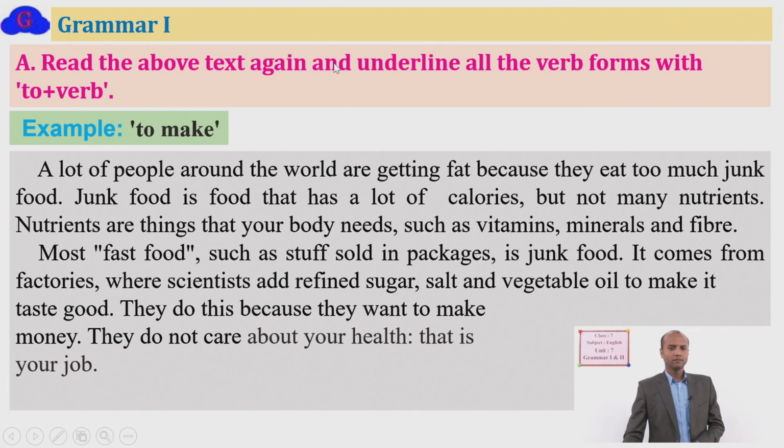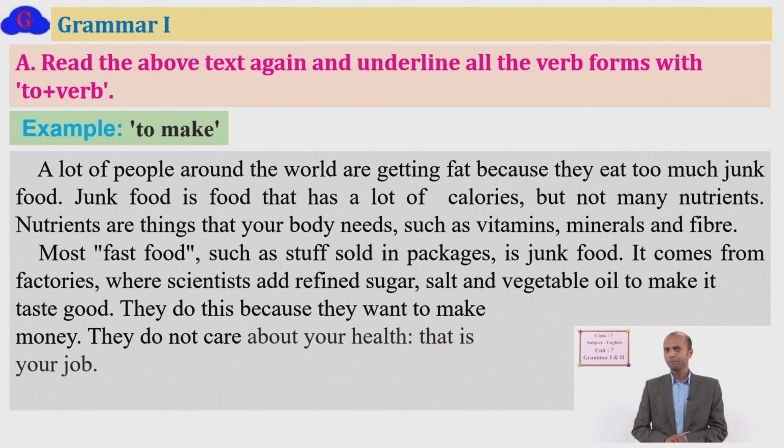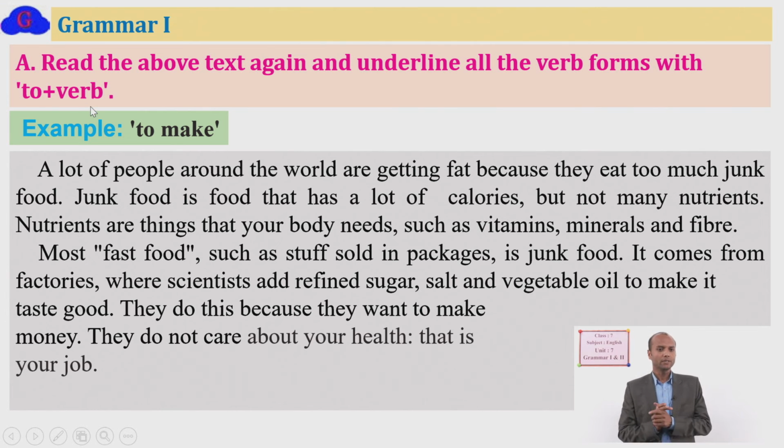read the above text again and underline all the verb forms with to plus verb. So the above text here means the text that we learned in our previous class, that is fast food. Remember the first class that we studied. So again you have to go through the same text, fast food, and underline all the constructions having the to plus verb construction. An example is also given there. You can see, to make.